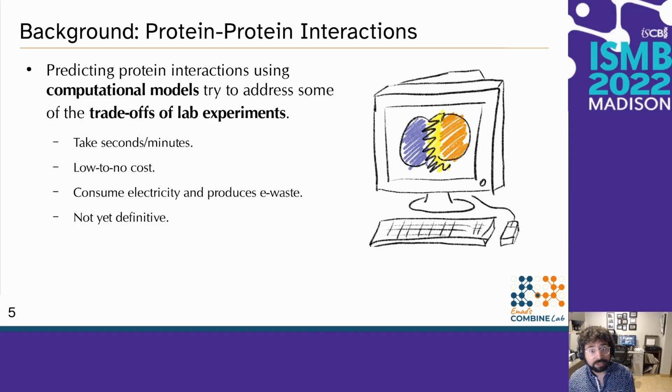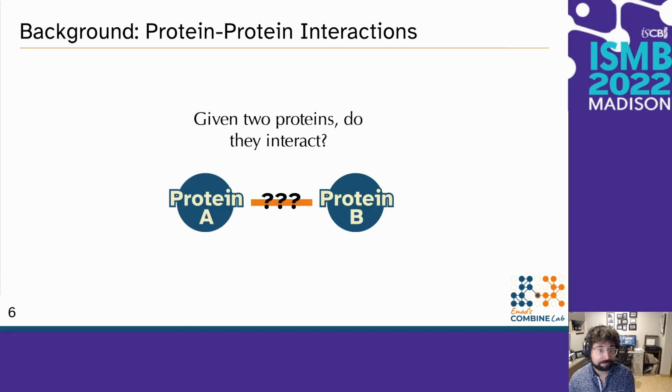Predicting protein interactions using computational models tries to address some of the limitations of wet lab experiments. They take seconds or minutes to perform, and they are low to no cost. They do, however, consume electricity and produce e-waste, and they are not evidence of interactions. They are indeed predictions of proteins interacting.